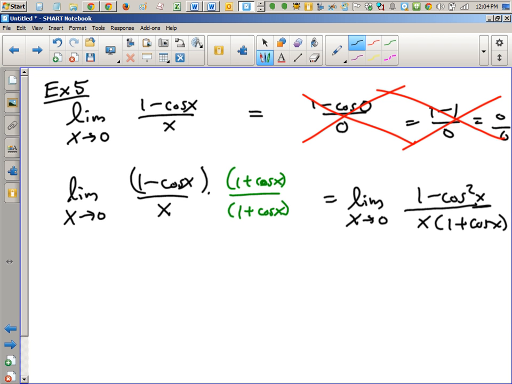Boy, that top looks so familiar to me. Yeah, do you guys remember the Pythagorean identity? The first Pythagorean identity said sine squared x plus cosine squared x is what? Is 1. So whenever you see a 1 minus cos squared, that's the same thing as what? Sine squared, right.